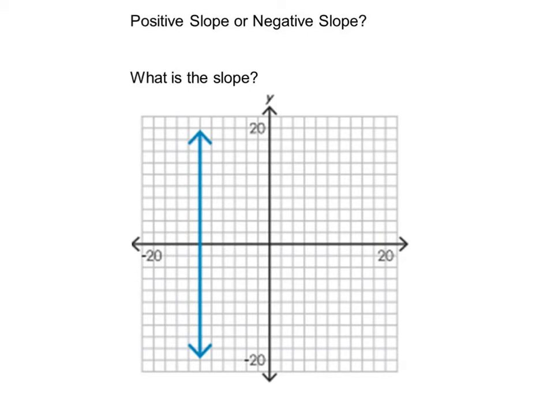Okay, positive or negative slope. Actually, it's neither. He fell down the cliff and oh my goodness, he's in a lot of trouble. So it's undefined. Slope, undefined.